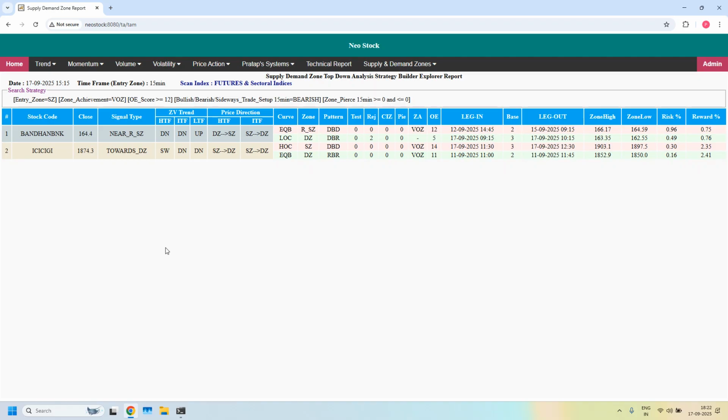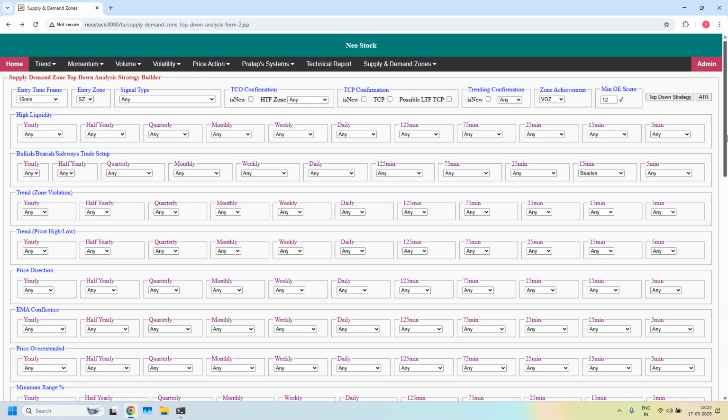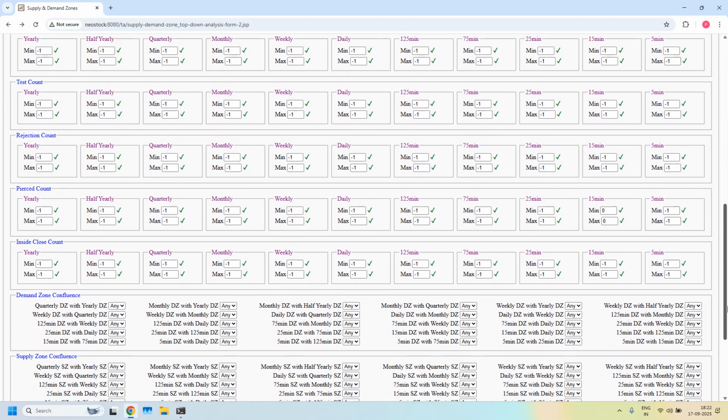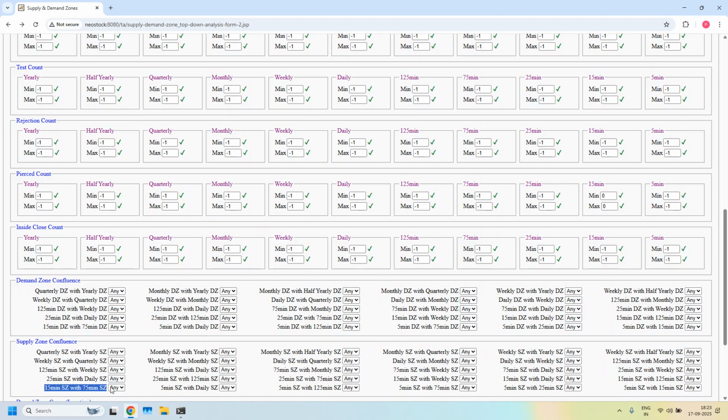With these filters, we got only 2 stocks supporting bearish trade setup for daily income trade, and entry time frame zones are 15 minutes supply zones. Out of these 2, are any high probability 15 minute supply zones available? We need to verify. That is based on different zone confluence and EMA confluence strategies you learned in lesson 27. First filter is LTF and ITF supply zone confluence. That is 15 minutes and 75 minutes supply zone confluence.